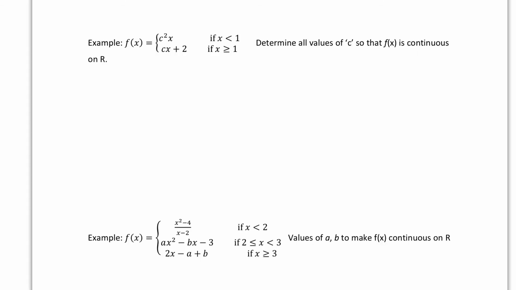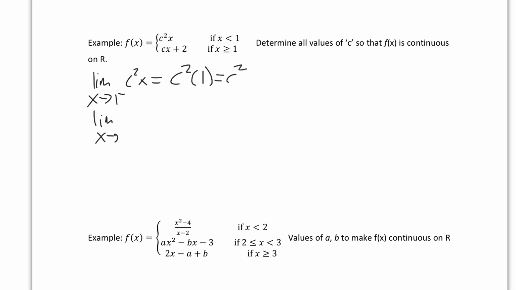So we're going to investigate at x equals 1. In particular, we're going to start with the limit as x approaches 1 from the left of c squared x. Now again, be careful here. We're plugging in for x, not c. C is a constant, so the constant just remains, but we plug in 1 for the x. So the limit will be c squared.